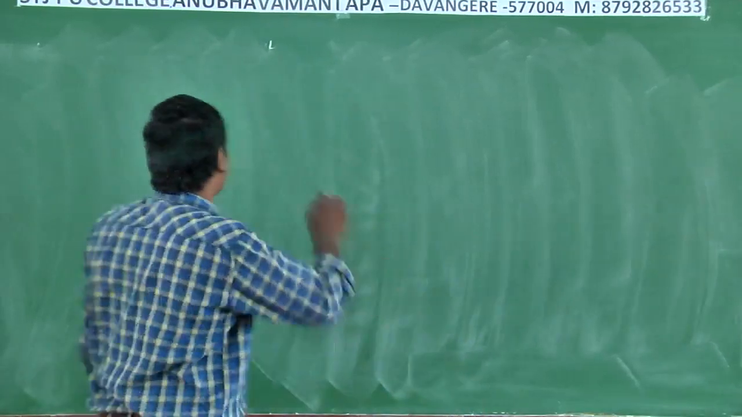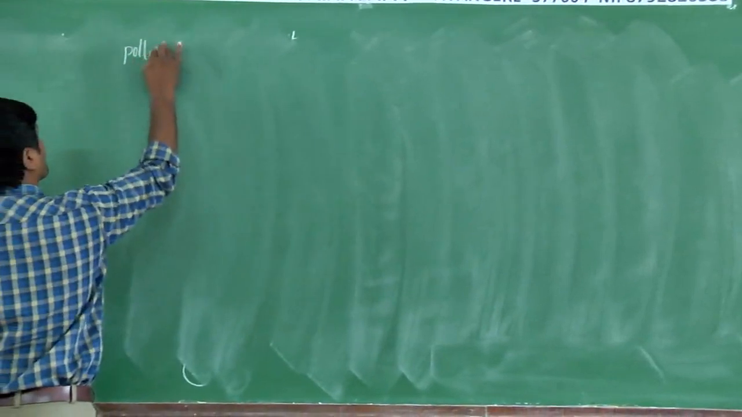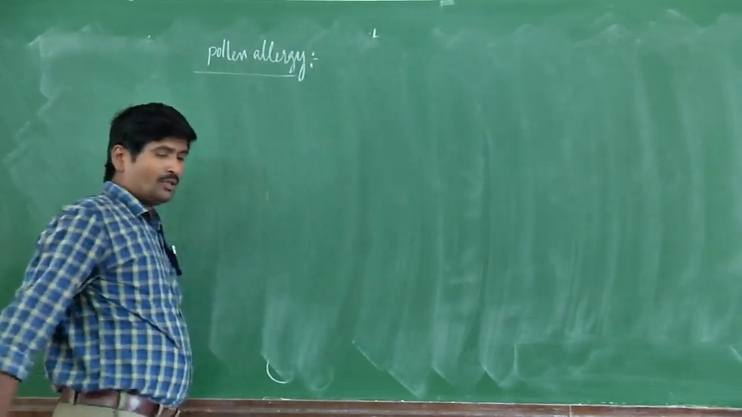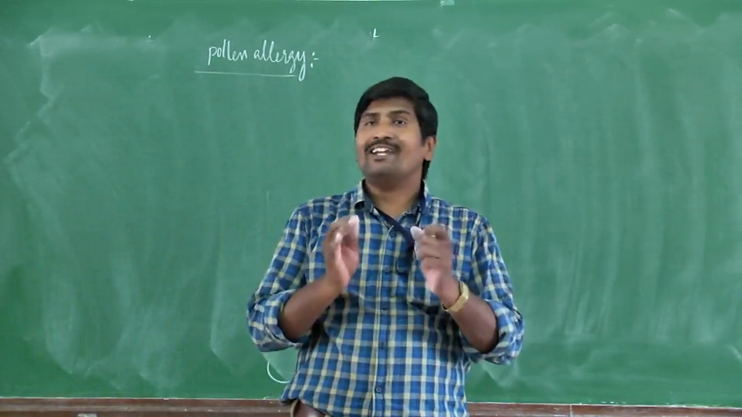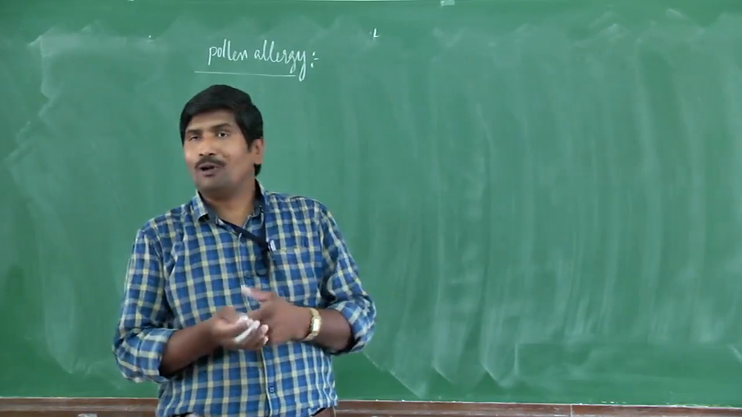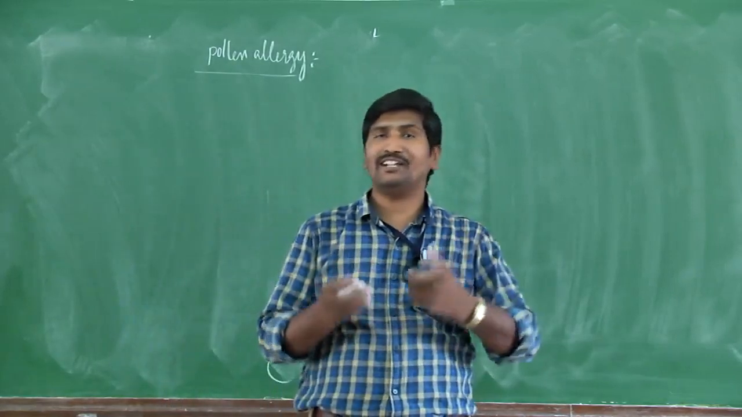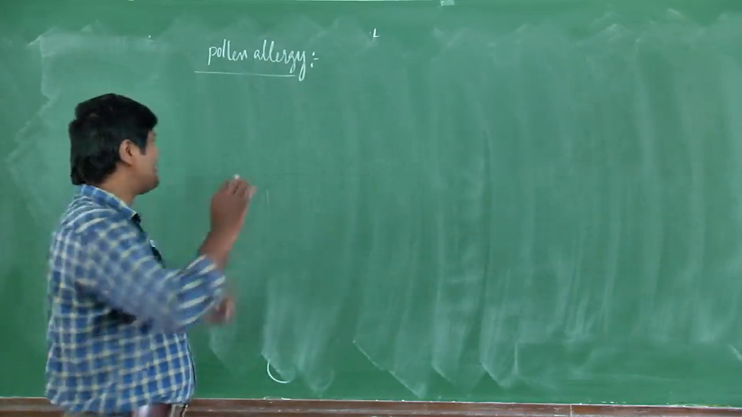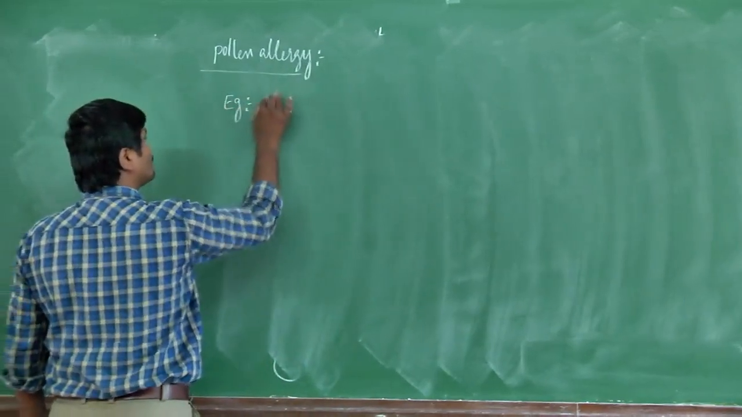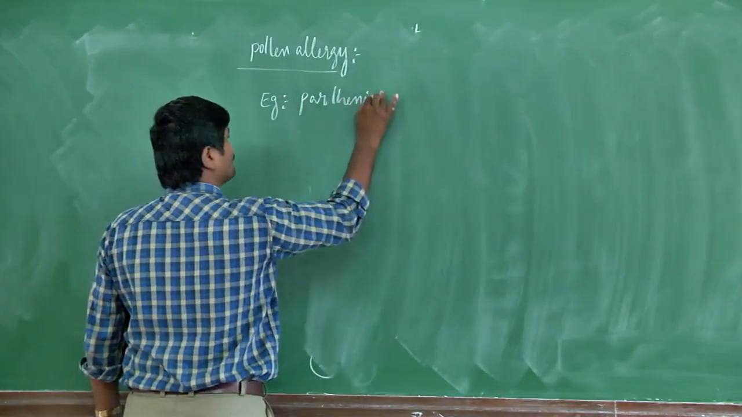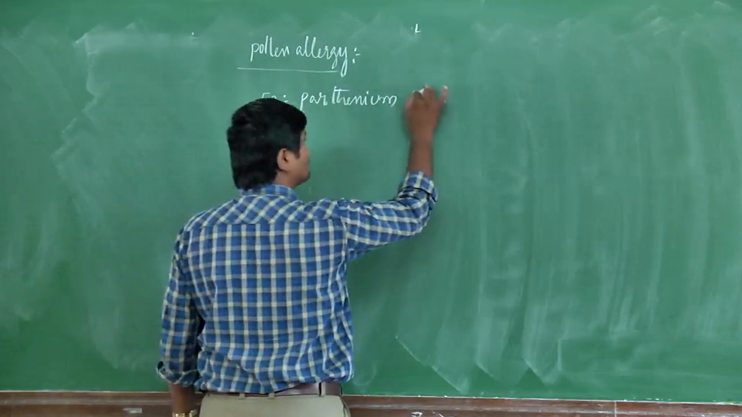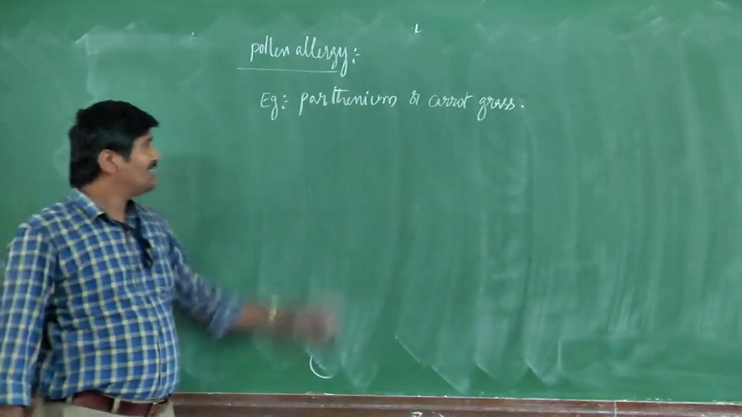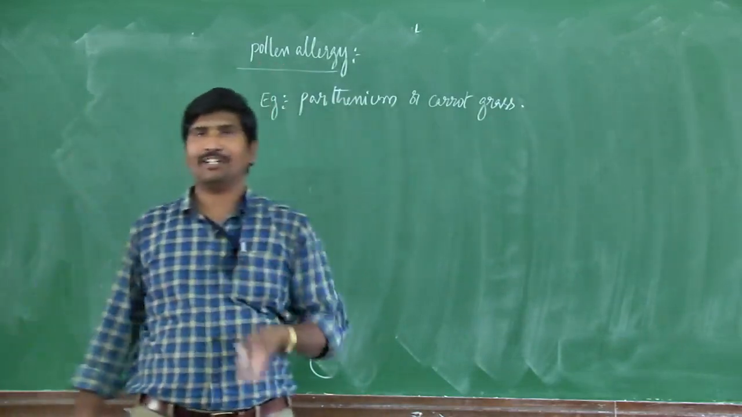Next one, the pollen allergy. In some plants, the pollen grains cause severe pollen allergy. The severe pollen allergy means especially chronic respiratory disorders like asthma and bronchitis. That is caused by the pollen allergy. The best example, Parthenium or carrot grass. The pollen grains of this plant cause pollen allergy.